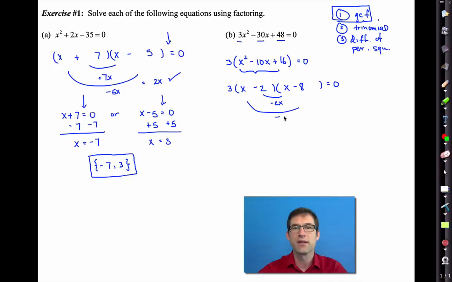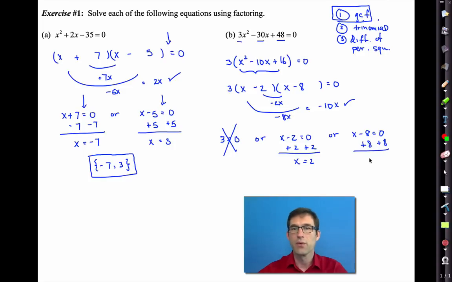Negative 2x, negative 8x gives me negative 10x. The idea here is that you're good enough at factoring that we're not spending a lot of time working on it right now. Now the zero product law says that either that first factor is equal to 0, or that second factor is equal to 0, or that third factor is equal to 0. Obviously 3 can't be equal to 0, not even on its bad days, so we can eliminate it. Here we'll get x equals 2.